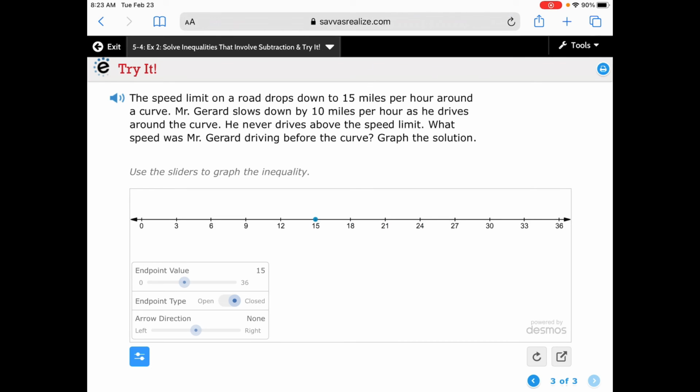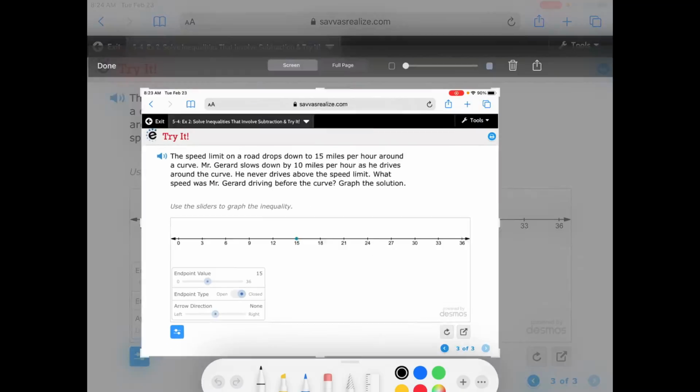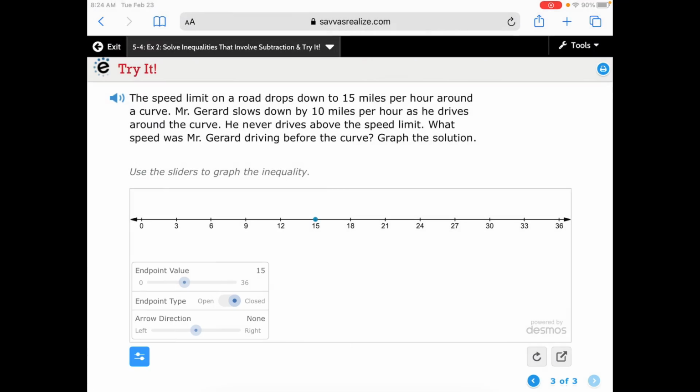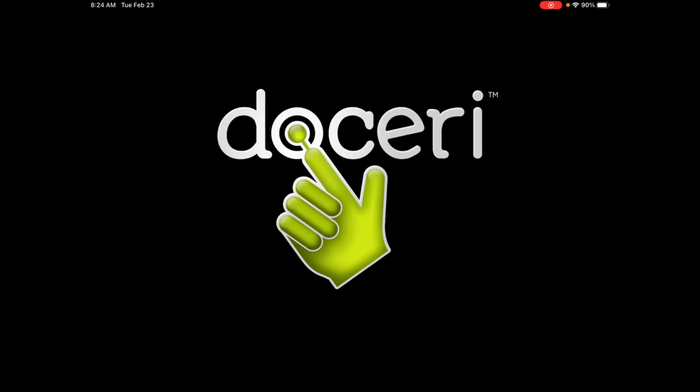For this one here, it says that the speed limit on a road drops down to 15 miles per hour. So we'll have 15 miles per hour on a curve. Mr. Gerard slows down by 10 miles per hour as he drives. He never drives above the speed limit. What speed was Mr. Gerard driving before the curve? If we take a look, we're going to set this up like this. Let me take a screenshot here so I can annotate over top, and we'll come back to the actual graph.